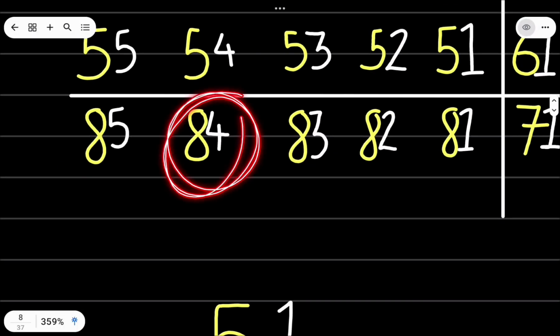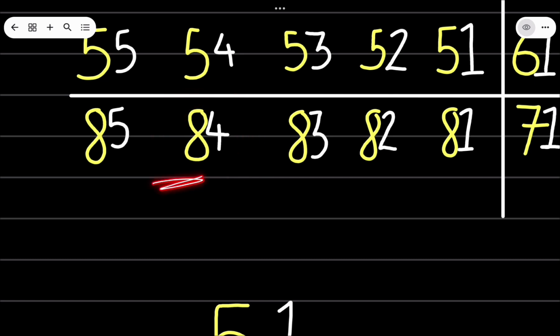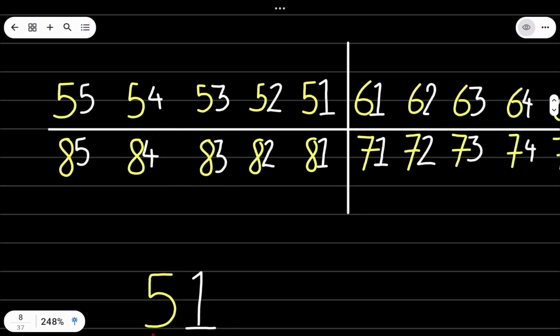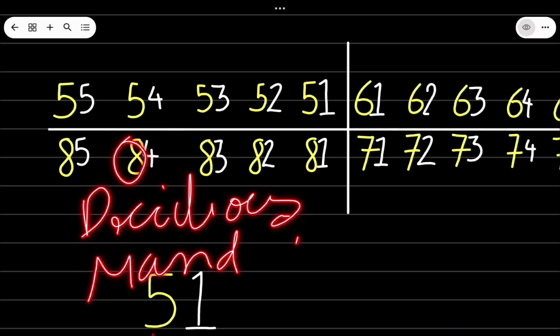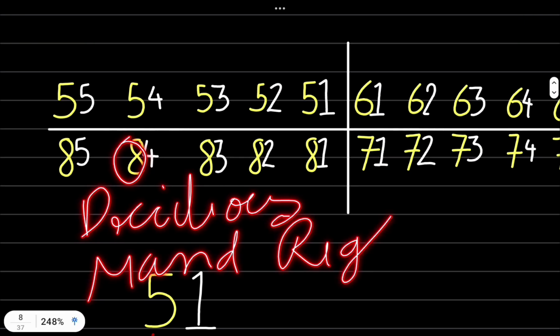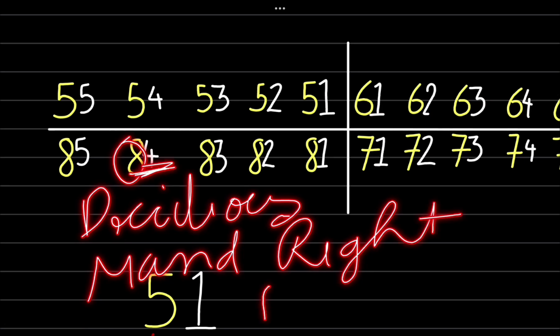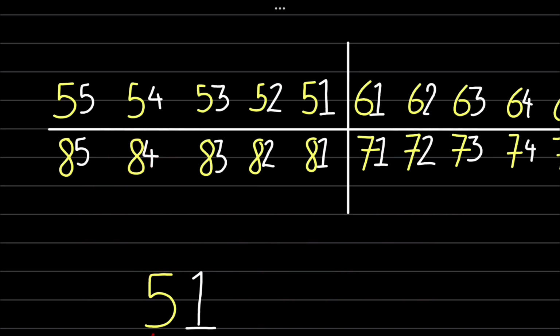Let us take 8, 4. First of all, what do you think when you see the number 8, 4? So 8 means it will be a deciduous tooth. Then it is of the mandibular arch and it is the right side. So deciduous mandibular right, and number 4 will indicate the tooth number, that is the first molar. So the tooth number 8, 4 will be the deciduous mandibular right first molar.